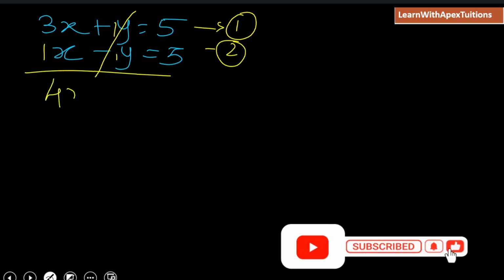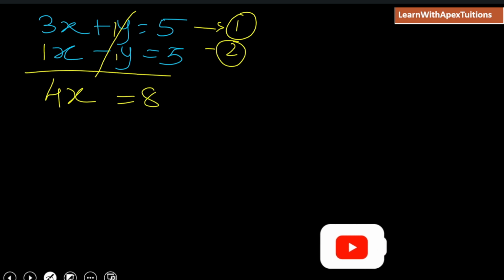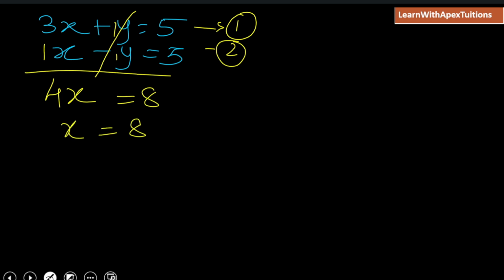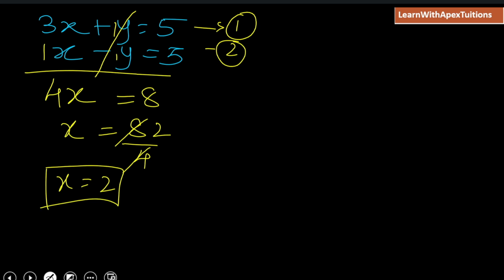3 plus 1, 4x is equals to 5 plus 3, 8. Keep x as it is, 8 divided by 4. 4 ones are 4, 4 twos are 8. X is equals to 2. You can put x value in any of the equation. I'll put in equation 2 because equation 2 is easier than equation 1.